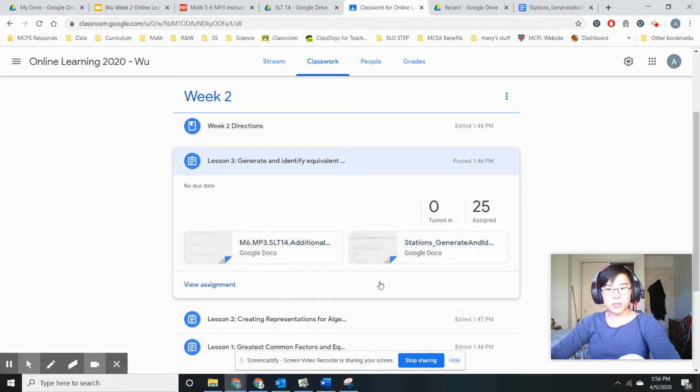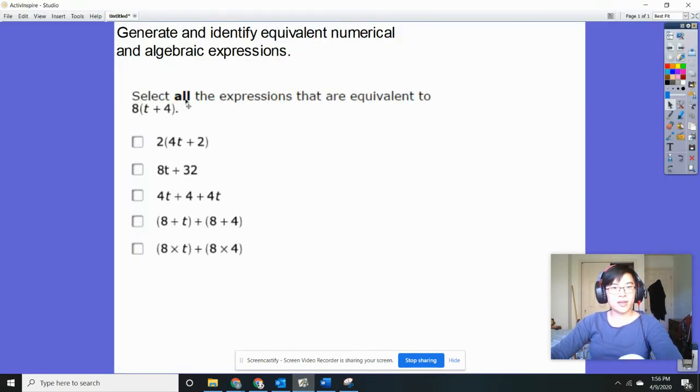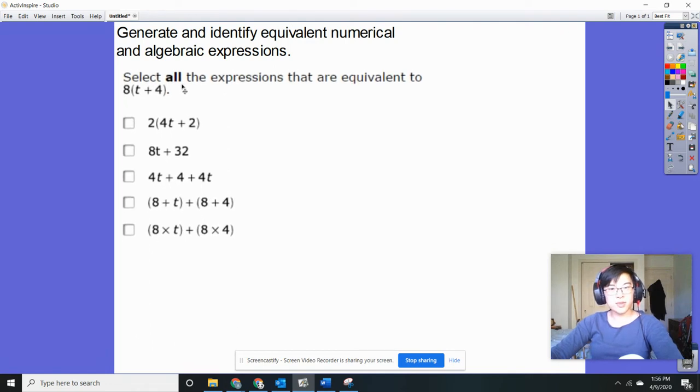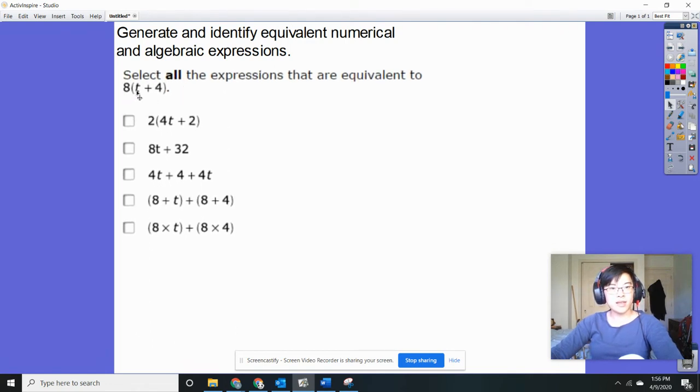As you can see, when I'm making these videos, the videos aren't made yet, so they're going to be attached. First I'm going to go to the objective: generate and identify equivalent numerical and algebraic expressions. The question is, select all the expressions that are equivalent to 8t plus 4.